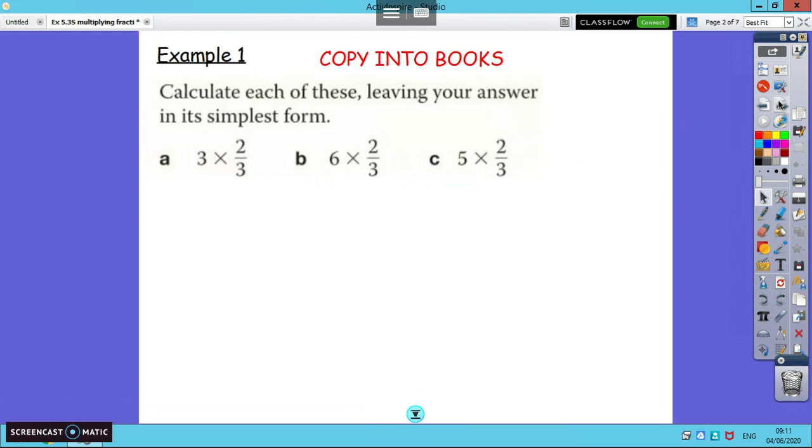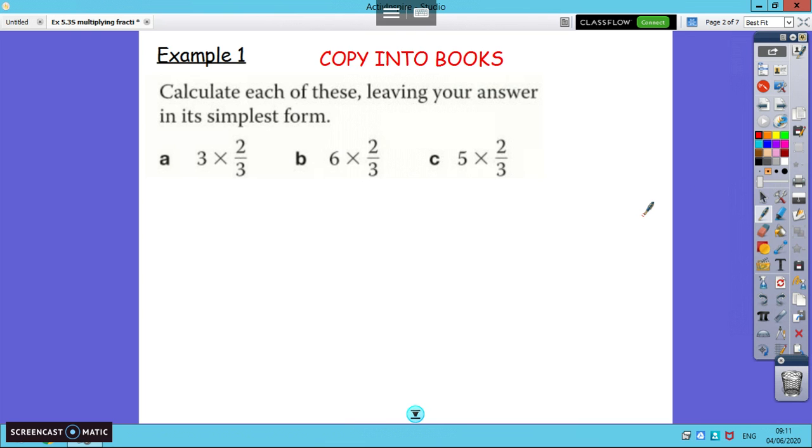So let's have a look at our first example here. We've got example number 1. We've got 3 sums to do here. We've got 3 times 2/3, 6 times 2/3, and then 5 times 2/3. Now it might be that all those fractions are the same there with the 2/3, but it doesn't matter. The principle is the same with multiplying them by anything.